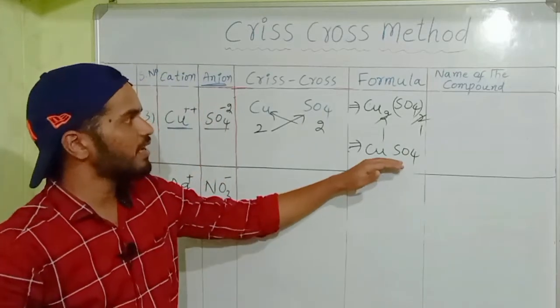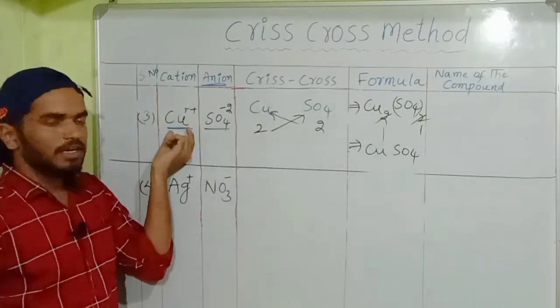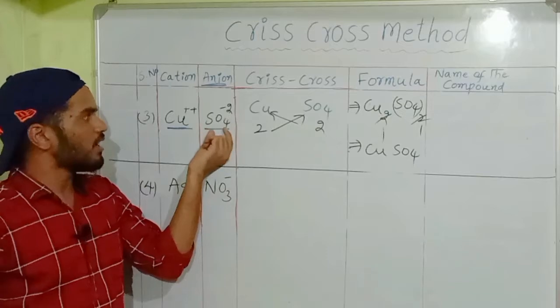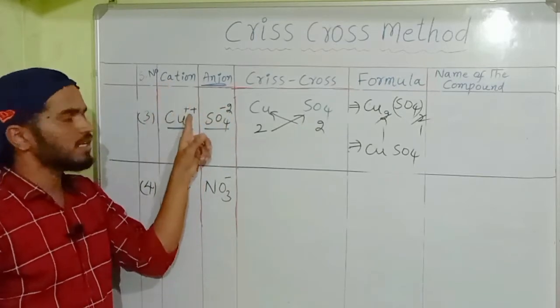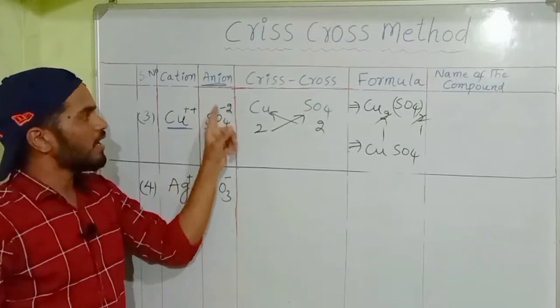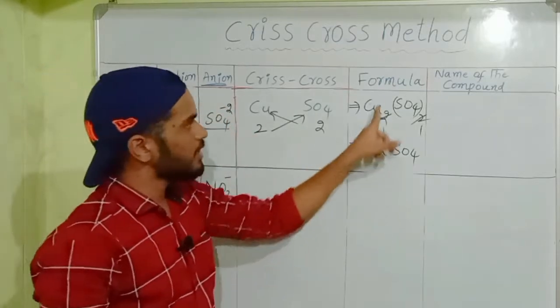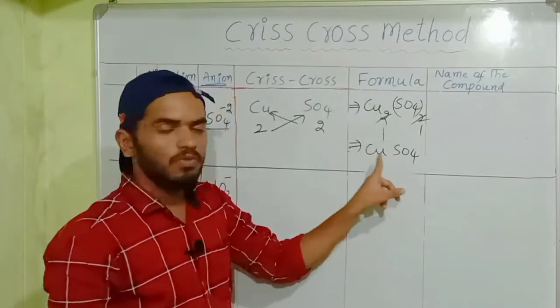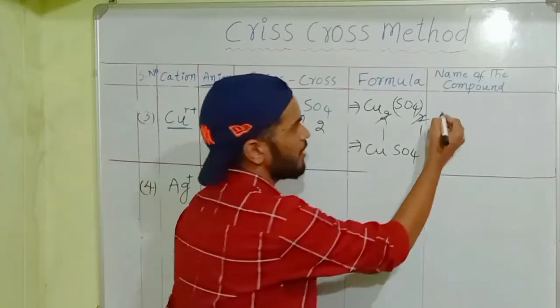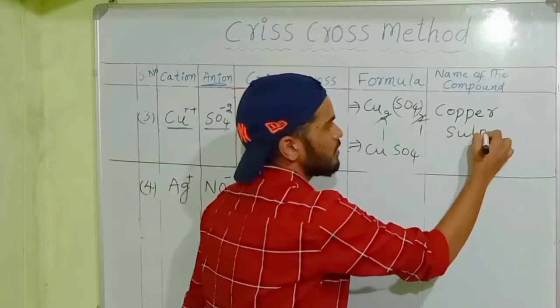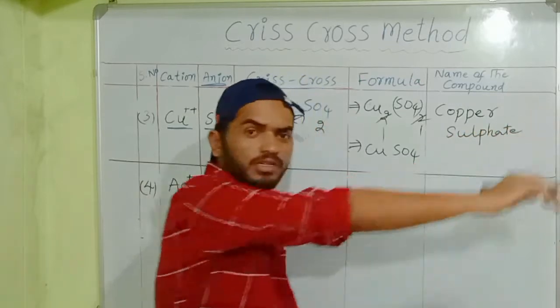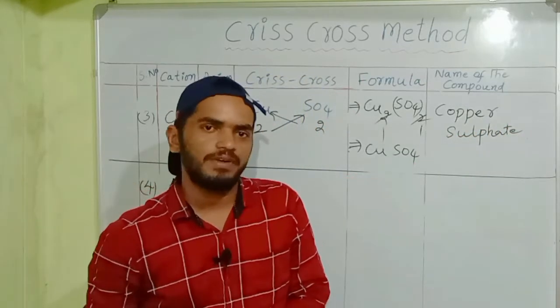This is the compound we get by using the charges of cation and anion. Remember, cation is always positive and anion is always negative. So we get the formula of the compound CuSO4, that is nothing but copper sulfate. This is copper sulfate.